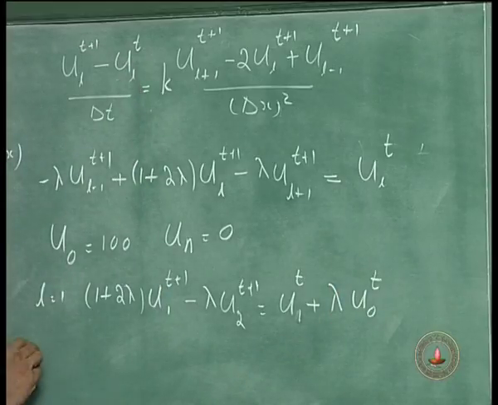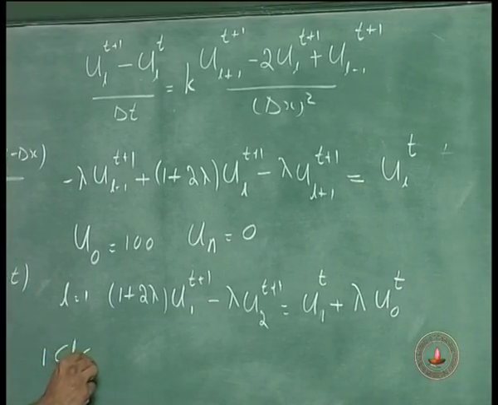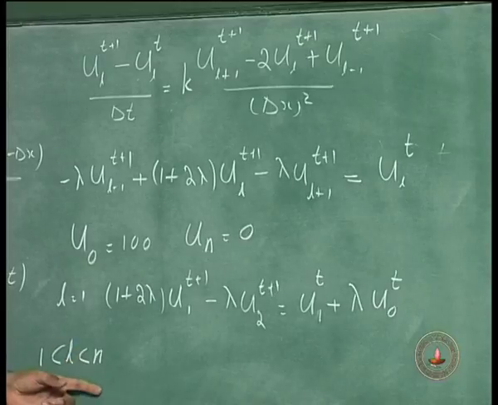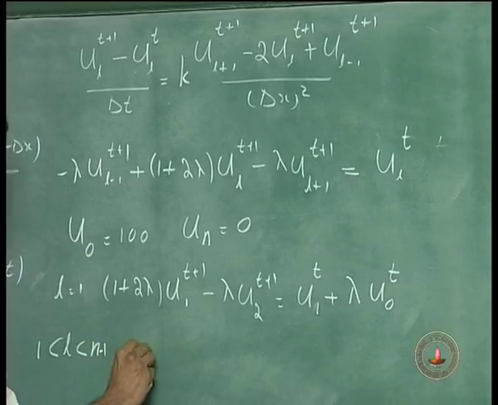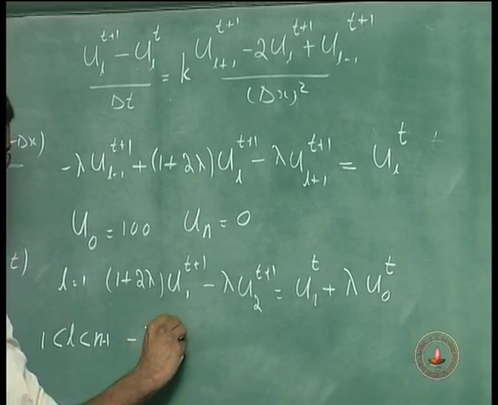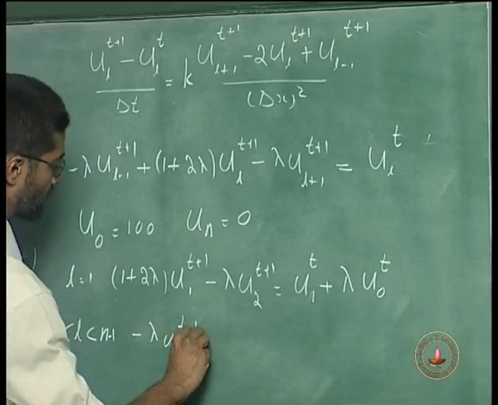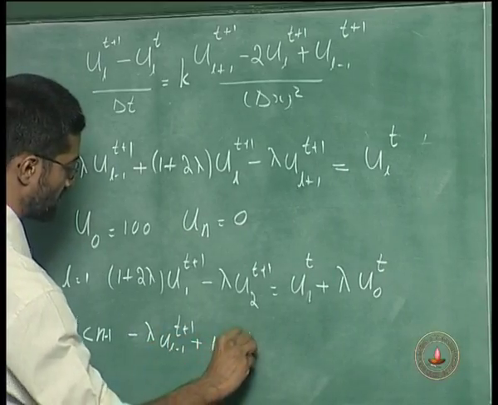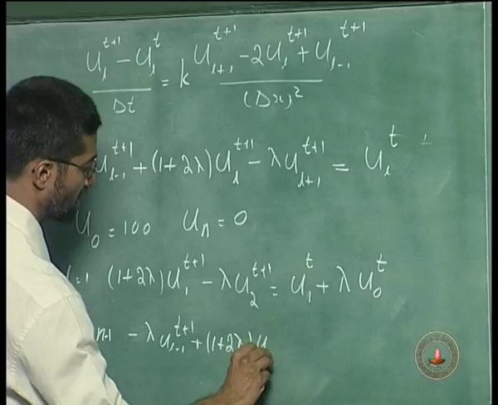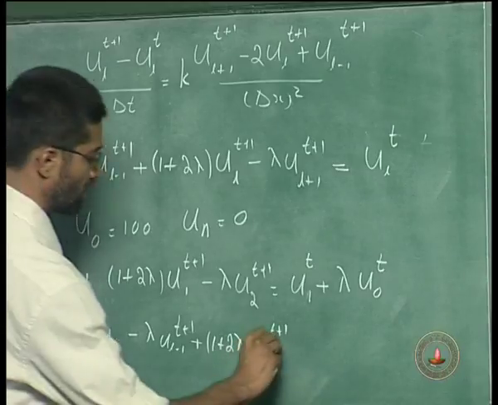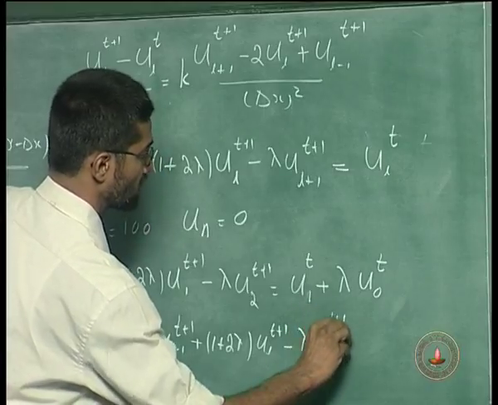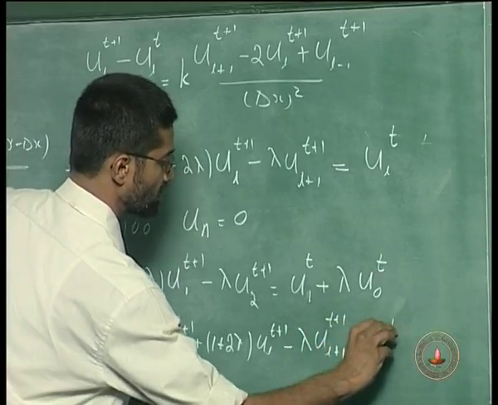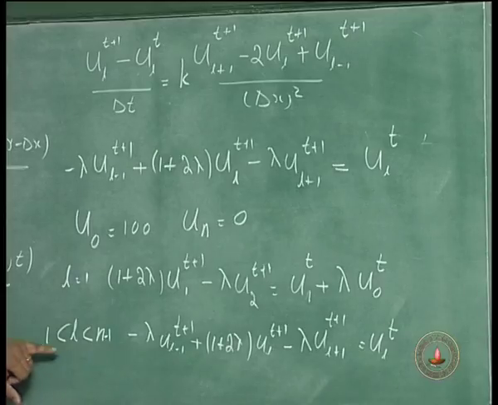For all other L, that is L greater than 1 and less than n minus 1, we have this equation: minus lambda u L minus 1 at t plus 1, plus 1 plus 2 lambda u L at t plus 1, minus lambda u L plus 1 at t plus 1, equal to u L at t. So, that works for all L between 1 and n minus 1.